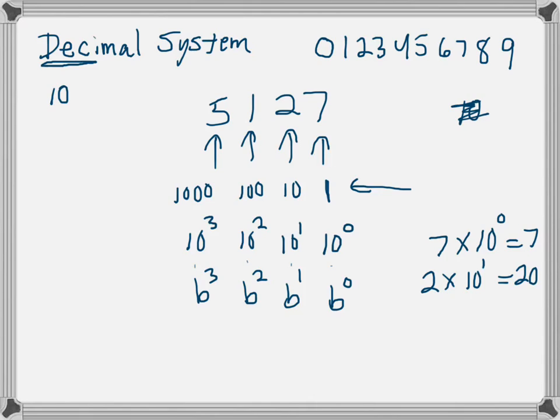or 7. And you could go up to 9. You could have 9 groups of 1. But when you get up to 10, you have 10 groups of 1. We no longer do that. We say you now have one group of 10, and we would put a 0 in the 1 spot.